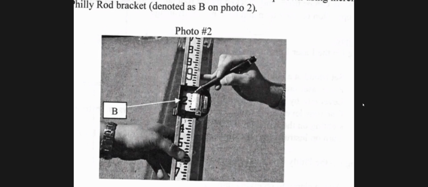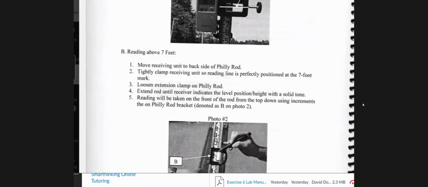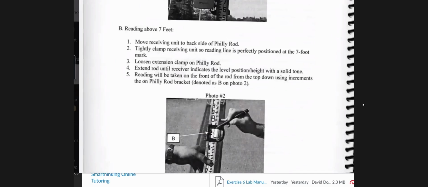Okay, again, this is hard to understand. Looking at pictures, it would make a lot more sense if we were physically outside doing this. But all we can do here is show you photos. And the book you can see here gives you step-by-step descriptions. If you're taking a reading above 7 feet, here's a little text covering what I just explained. So if you get a little confused on how this works, just go ahead and read the procedure in the lab manual itself, and it will explain it again.